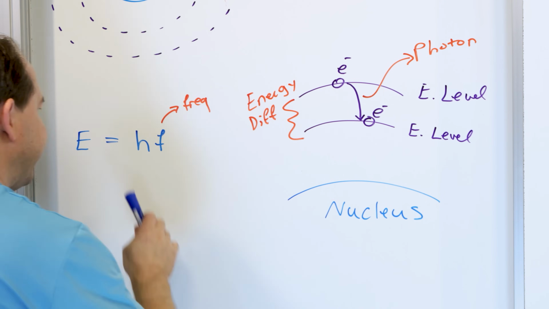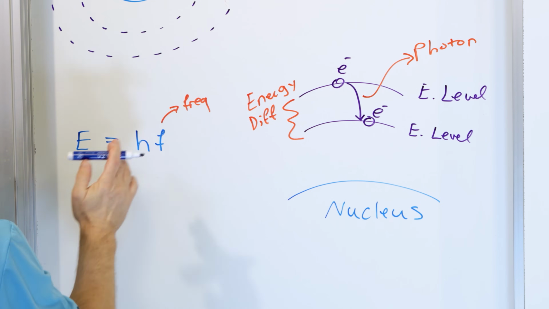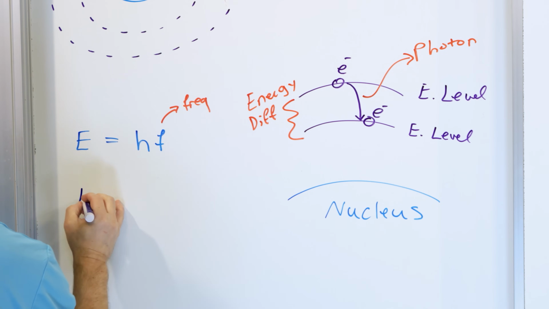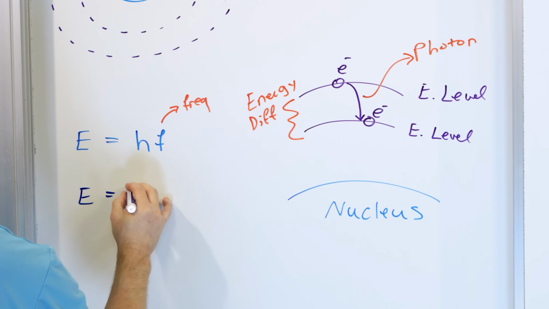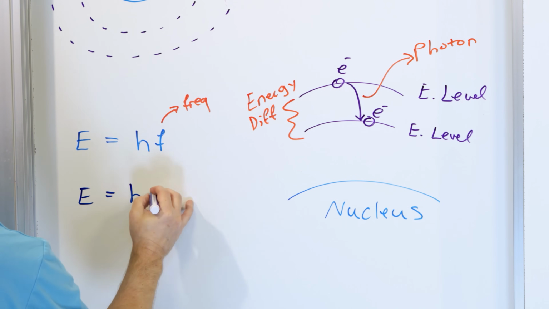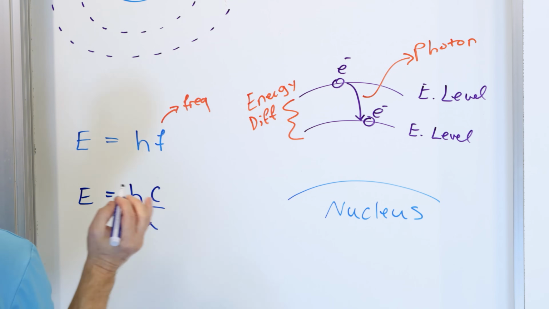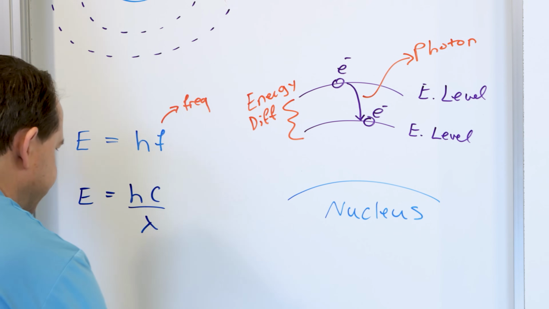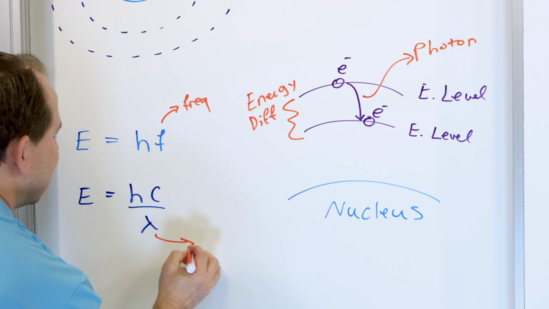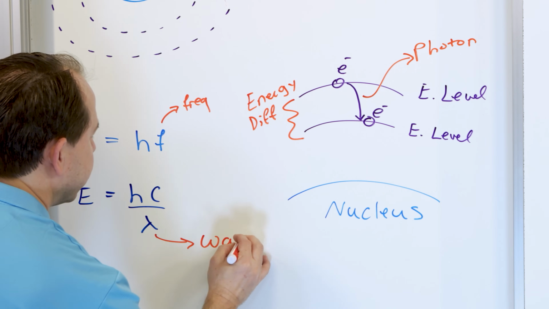Now you can take this equation and you can substitute in for what the frequency is equal to, and also say that the energy is equal to h, Planck's constant, times the speed of light c divided by the wavelength. So again, the wavelength is this lambda down here. This is called the wavelength.